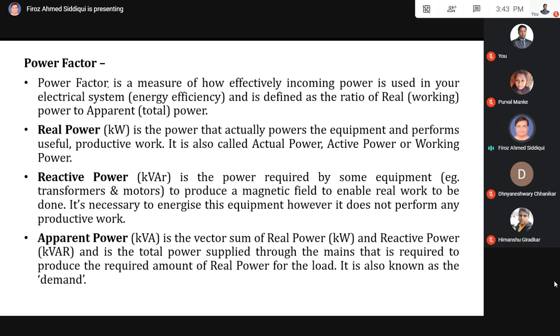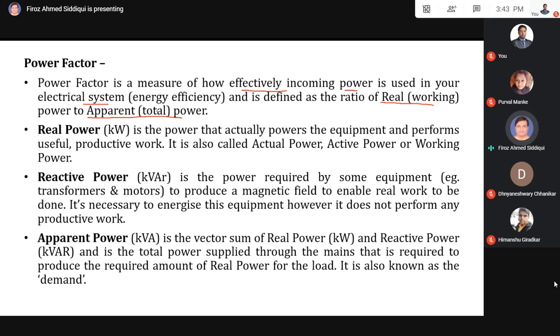Power factor is a measure of how efficiently incoming power is used in any electrical system. How efficiently the power which you have applied to the electrical system is utilized by that system is called the power factor, and it is defined as the ratio of real power to the apparent power.